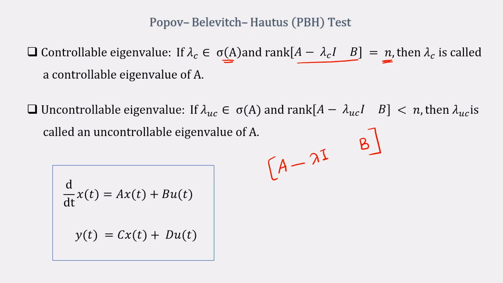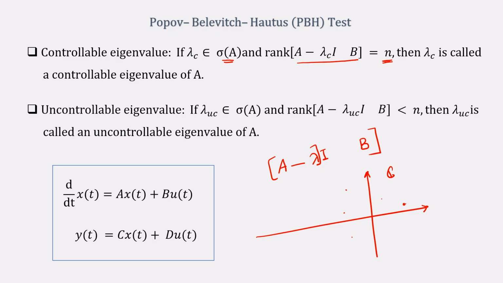Again, if you plug in an eigenvalue of A here and the rank of this matrix comes out to be less than n, then that eigenvalue will be called an uncontrollable eigenvalue of A. Okay. See, remember here this lambda I can keep on changing. So, I can take anything from the complex plane. Think about it, I can take anything from the complex plane and ask this question.